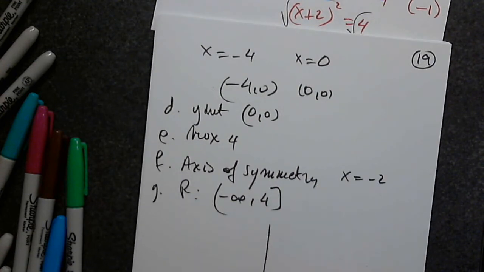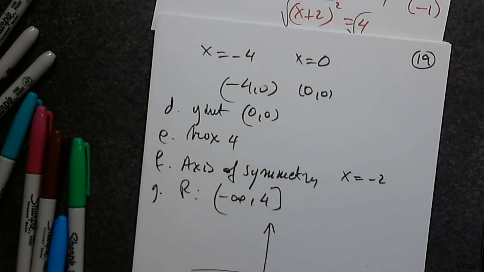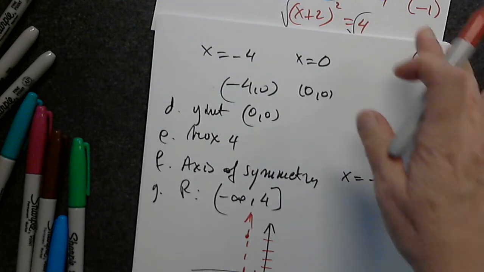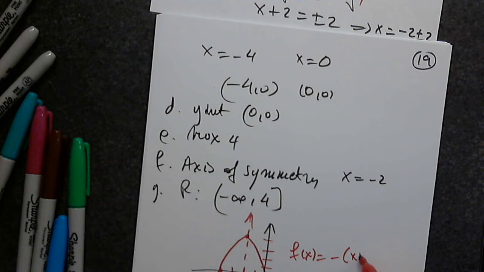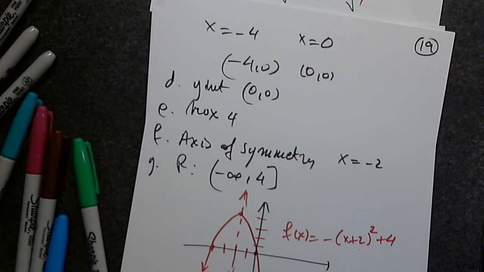So here's the graph. We plot the vertex first. We graph the axis of symmetry. And then we have 0, 0, and -4, 0. And here's the graph. So this is f of x equals -x plus 2 squared plus 4. Any questions?